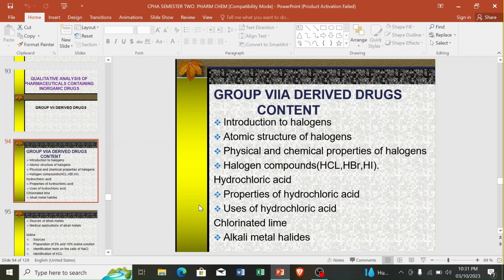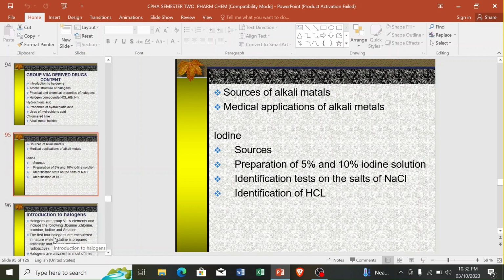So after we have looked at the different compounds, we are going to look at hydrochloric acid as one of the compounds of this group, or halogen compounds, and then we also want to know the different properties of hydrochloric acid, the uses of hydrochloric acid, and then here we come to another compound, where we look at chlorinated lime. We have others as alkali earth metals, where in alkali earth metals we want to look at the different sources of alkali earth metals, and the medical applications of alkali earth metals.